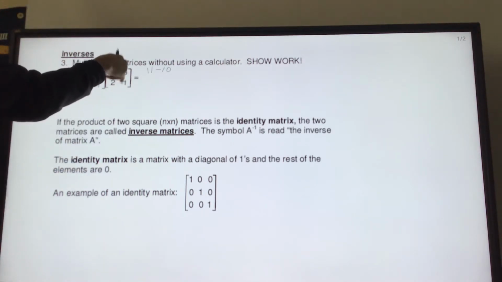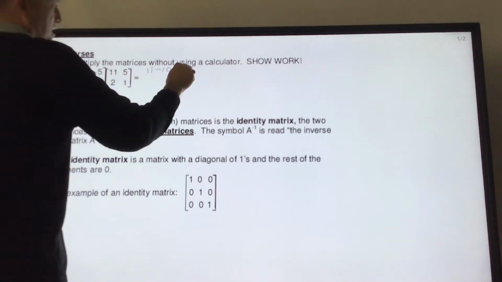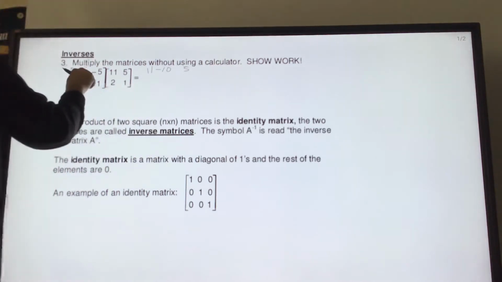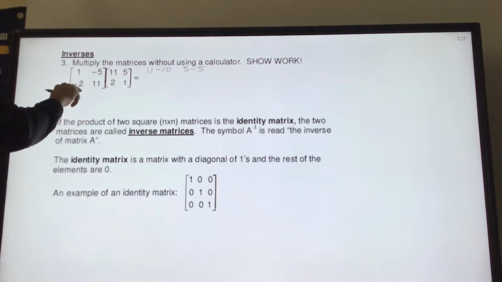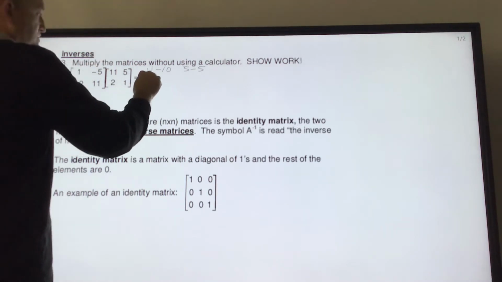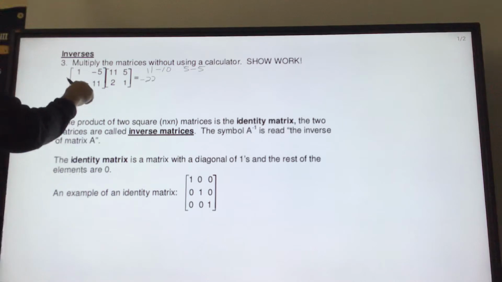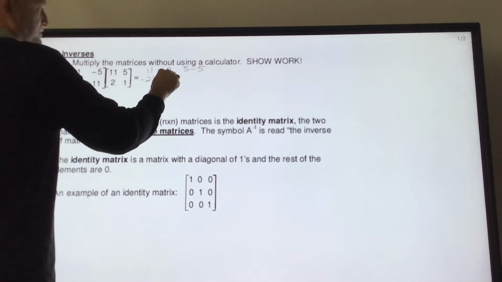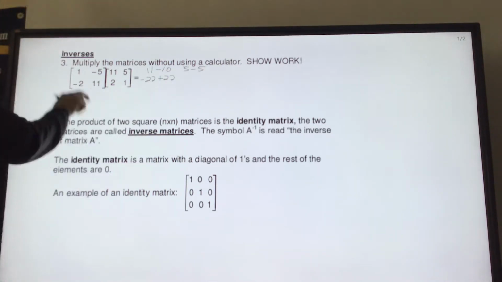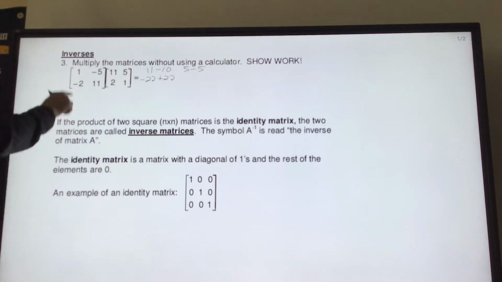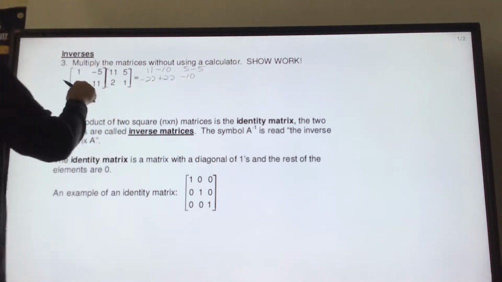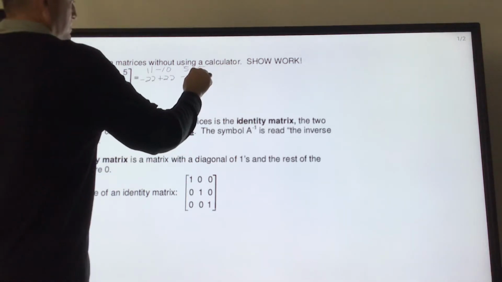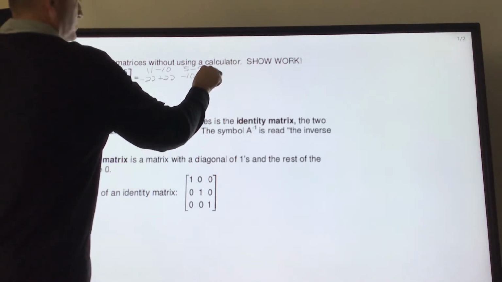Top row times second column. 1 times 5 is 5. Negative 5 times 1 is negative 5. Now the bottom row times the first column. Negative 2 times 11 is negative 22. 11 times 2 is a positive 22. Bottom row times the last column. Negative 2 times 5 is negative 10. 11 times 1 is 11.